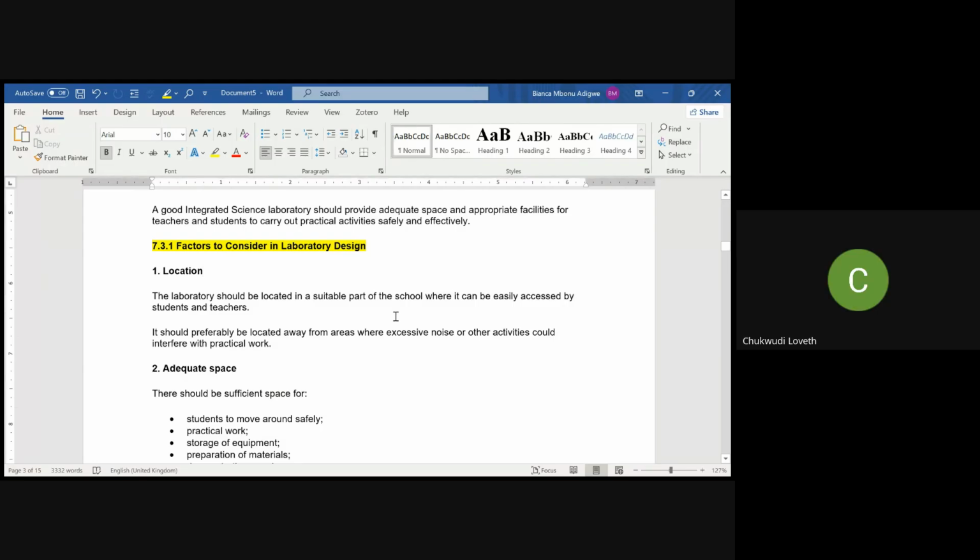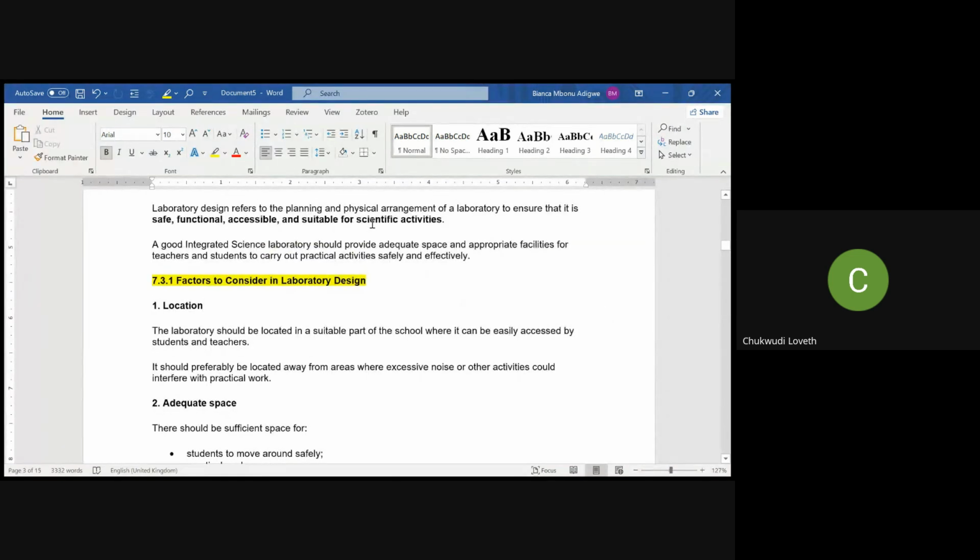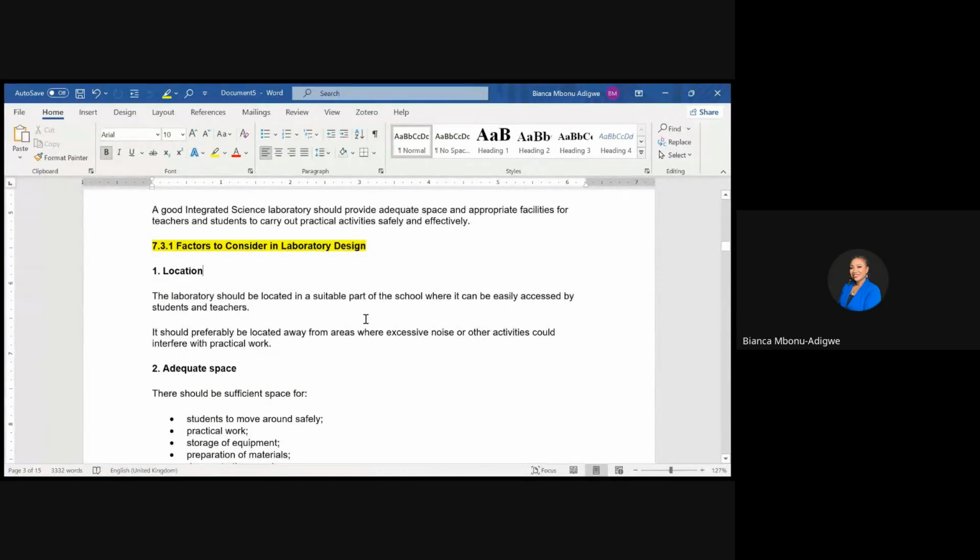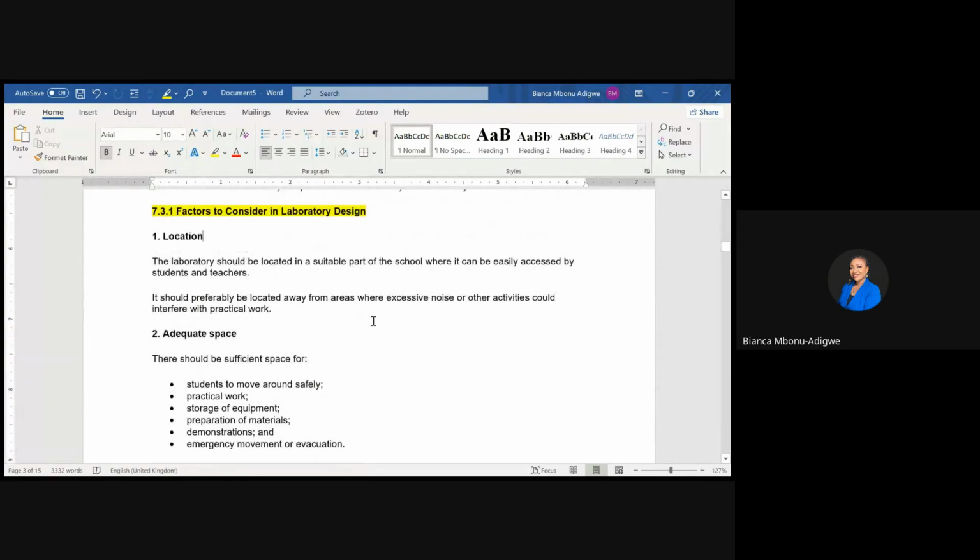Yes, to my own understanding, laboratory design means how a lab is designed physically to ensure that it's suitable for learners to make use of and is safe. Thank you. We've also mentioned some factors to consider in laboratory design. Can you mention any one? Just give me like 2 or 3 or 10.